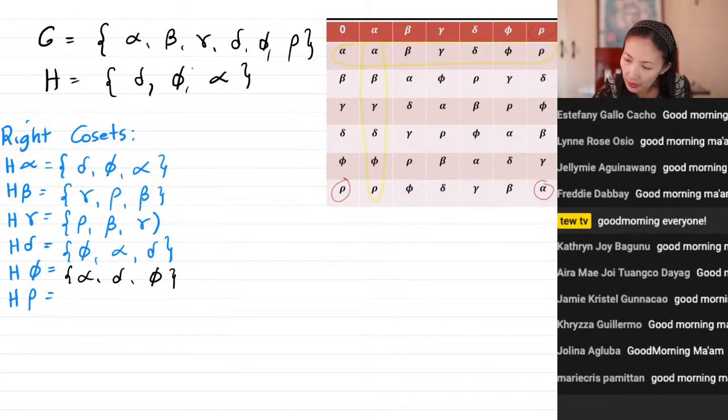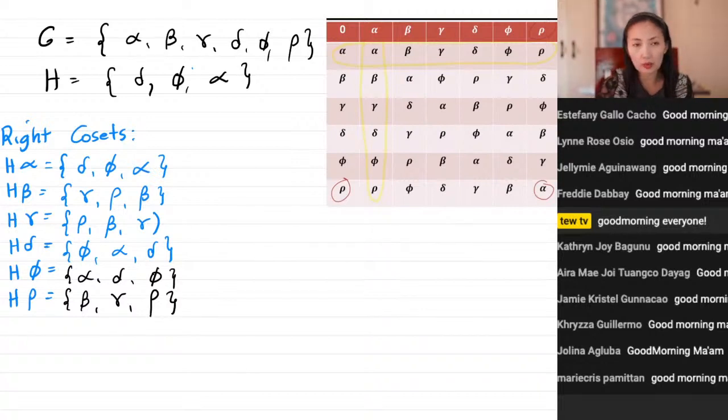Delta times rho now. This is the last. Delta times rho is beta. Next, phi times rho. Phi times rho is gamma. And alpha times rho is rho.